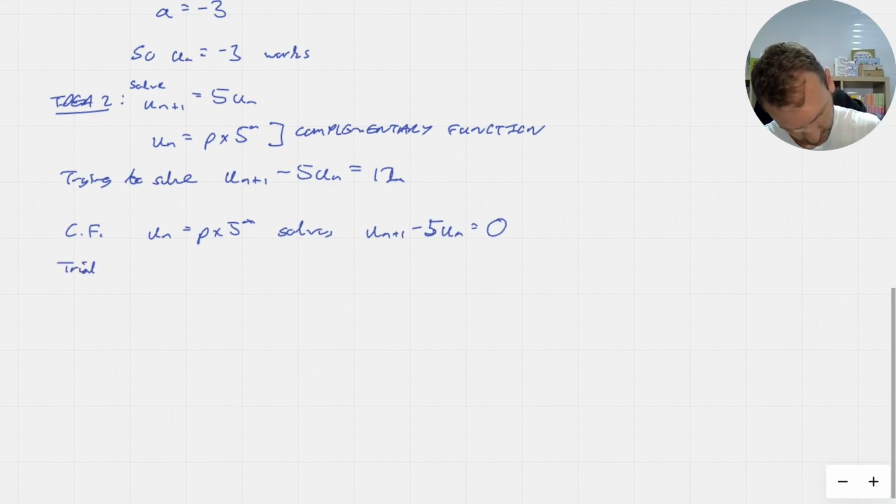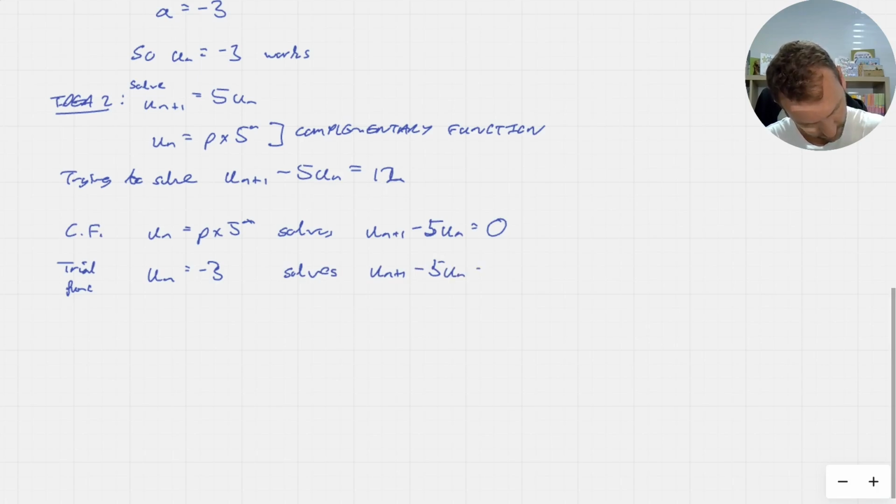We also have our trial function, which was u_n equals -3. That's the one we tried earlier and found it worked. And what did we find out? We found that it solves u_{n+1} minus 5u_n is equal to 12. Now, can we find some way of combining this?